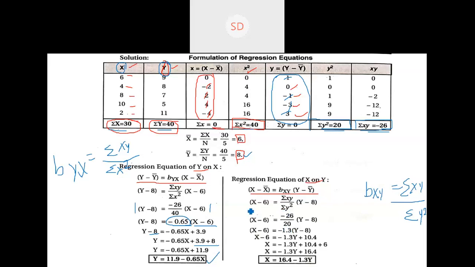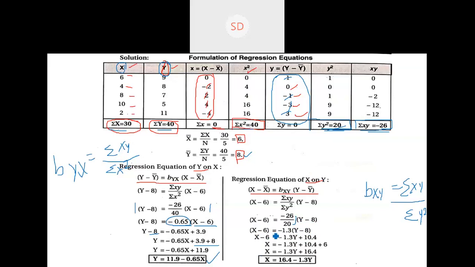Going on further, let us put all the values that are required. So x bar is 6. So x minus 6 is equal to minus 26, which is xy, divided by y square, which is 20, into y minus y bar. Y bar is 8, which is also considered. Then going on further, now let's simplify. First we will divide these two numbers.